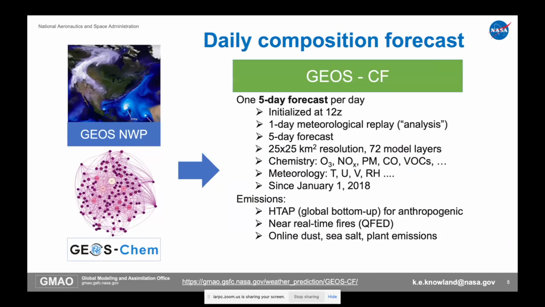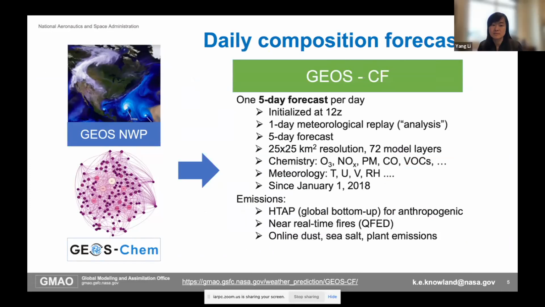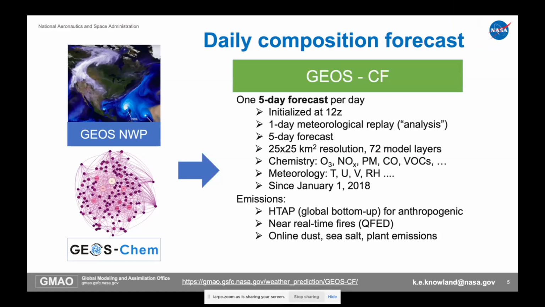We do have QFED, so we do get near real-time information on fires, which Matt will probably talk quite a bit more about. And then we also have a bunch of online parameterizations for things like dust, sea salt, and biogenics. I see. Have you tried other fire emissions like GFAS or something like this? Yeah, we've been using QFED. I think there have been some studies with GEOS-Chem testing some of the other emissions. I don't have anything offhand, but I know we have done some testing with some of the others, but we are sticking with QFED right now.